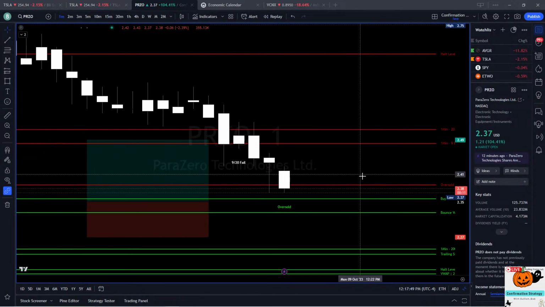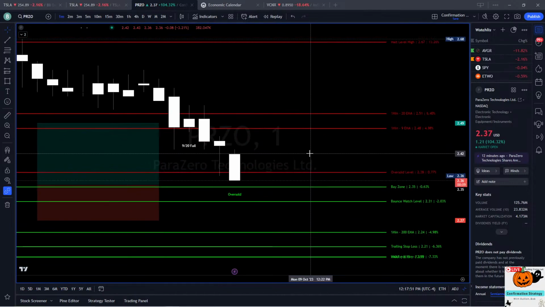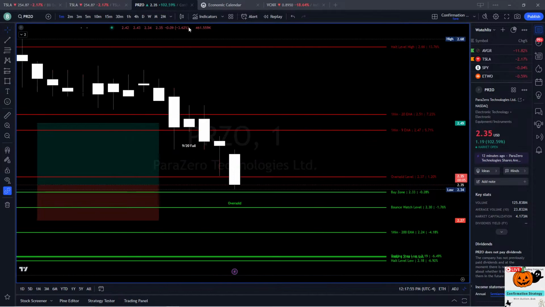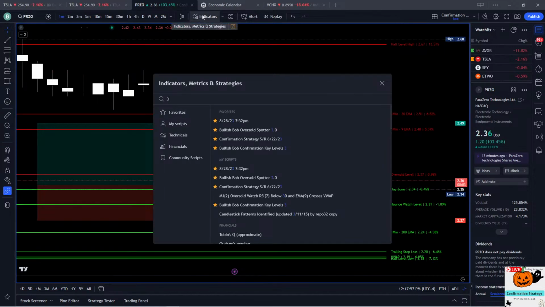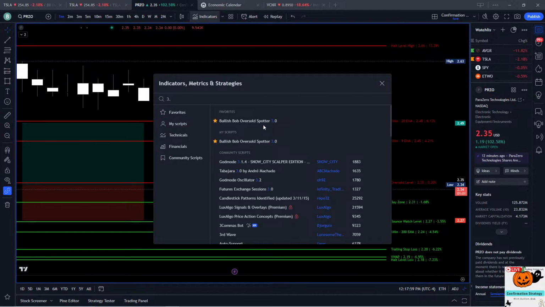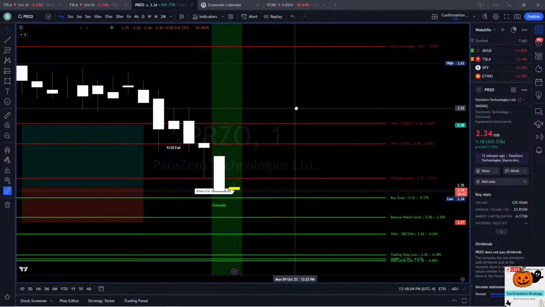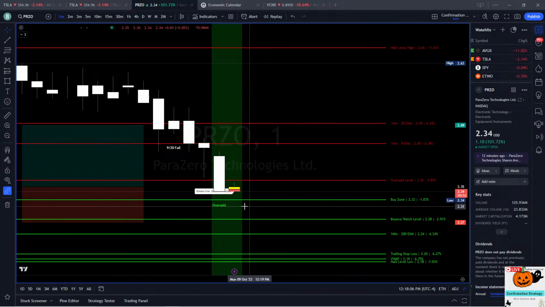So PRZO. This is what we're just fixated on right now, this indicator and these levels. So are we oversold? Yes, we are. All right. So we've got the oversold area as well. So in the green area is oversold.